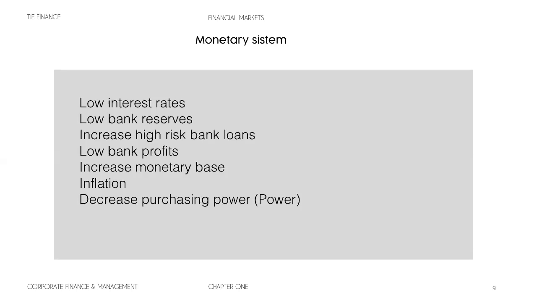Because, for example, if you take a loan of $100,000 at 2% for 5 years, basically the bank needs to wait 5 years to get the 2% out of $100,000. So this increases high risk bank loans.